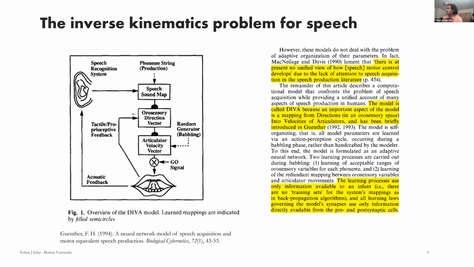So this model is called DIVA. It's directions into velocities of articulators, which is more or less what the direct model does, which was also developed by Frank.